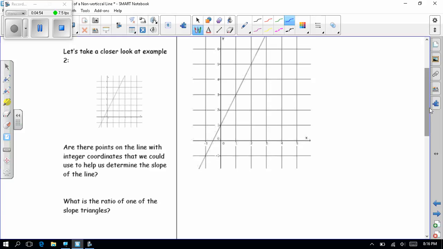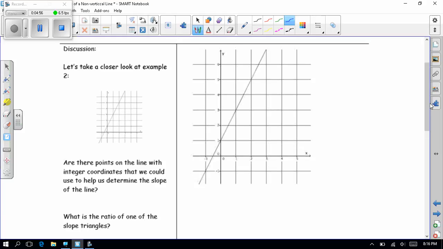Remember, I said it didn't really matter which points you chose, and we're going to prove that right now. So I'm just going to make some dots where I know my line crosses integer coordinates. And then I'm going to create some slope triangles, meaning I'm going to identify my rise and my run. So this very first one, my slope is going to be that 2/1 that we talked about. So I'm going to switch colors here, and I'm going to go from this point down here to the one up here.